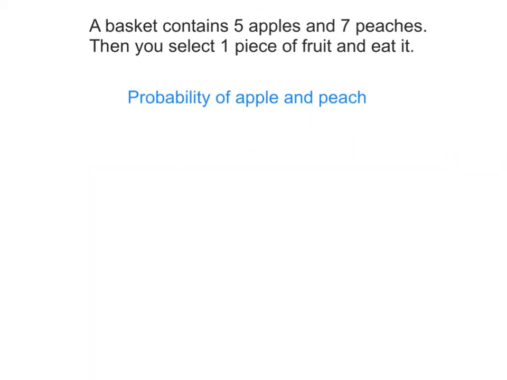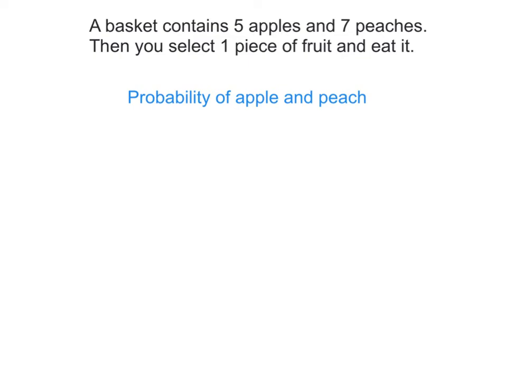All right, we're going to look at the exact same problem. A basket contains 5 apples and 7 peaches. You select one piece of fruit. You're going to eat it, so that's going to make it a dependent situation. And I want to know the probability of an apple and a peach.